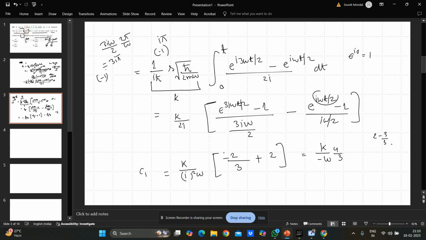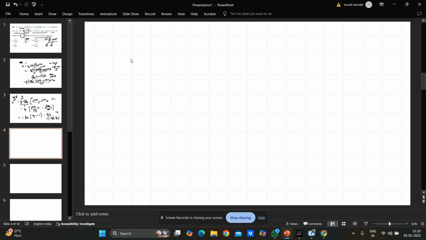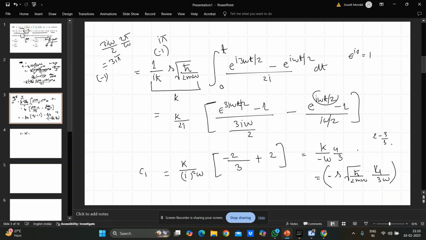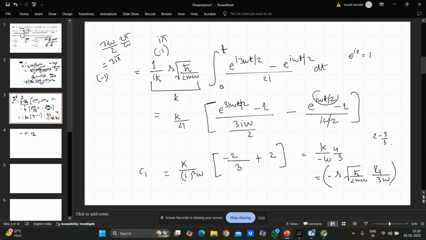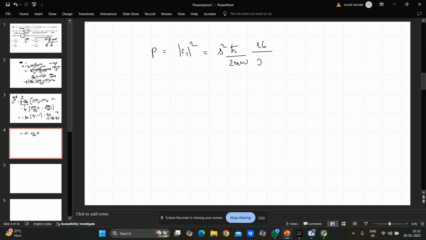Okay, so let me write it even clearer now. k is our lambda root under h cross by 2m omega, divided into 4 by 3 omega. So this is your whole term, and if you now square it, you will get the probability P equal to mod c1 square, the transition probability. So it will be lambda square into h cross by 2m omega, into 16 by 9 omega square, right?